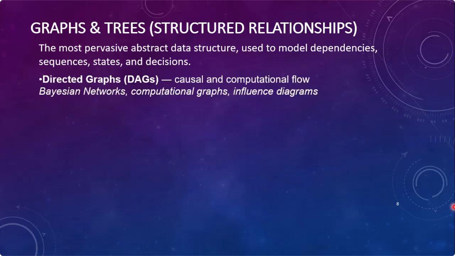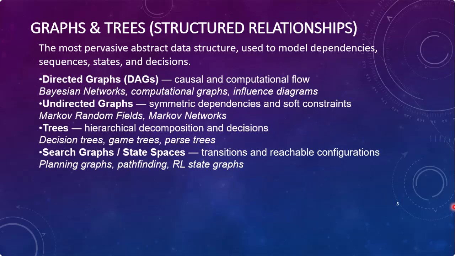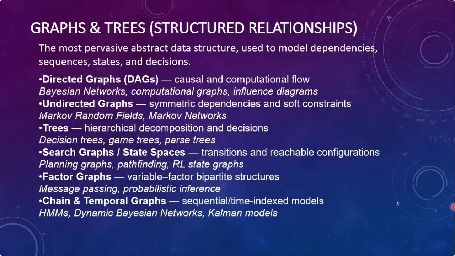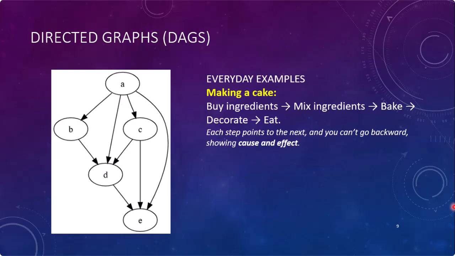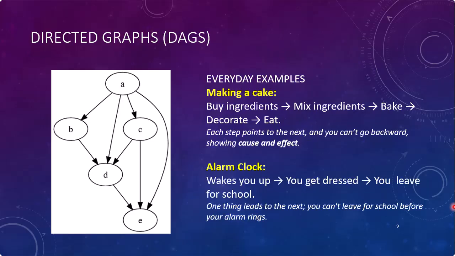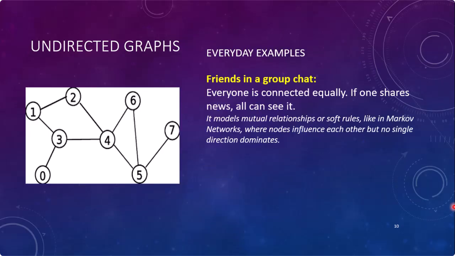So graphs and trees are the most common. We use directed graphs for flow, undirected graphs for connections, trees for making decisions. We use search graphs to find paths, like a GPS finding the best route. So let's look at directed graphs. Think of making a cake. You buy ingredients, you mix, you bake, you decorate, you eat. You can't go backward. It shows a clear cause and effect.